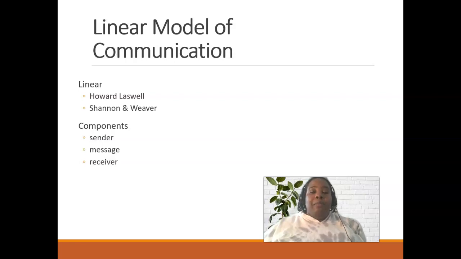First, we have the linear model of communication. So we're trying to define the parts of a conversation, if you will, or parts of a communication interaction. In the linear model, imagine a sender sending a message to the receiver, but think about it as one singular arrow. These are the very basic and rudimentary parts of the communication model. But of course, there's so much more to communication than that.